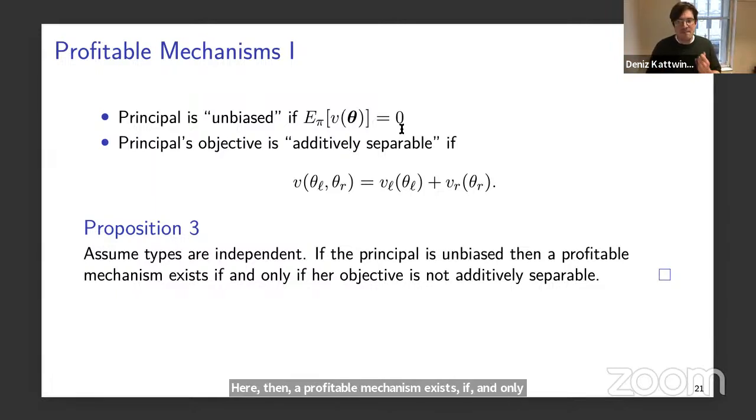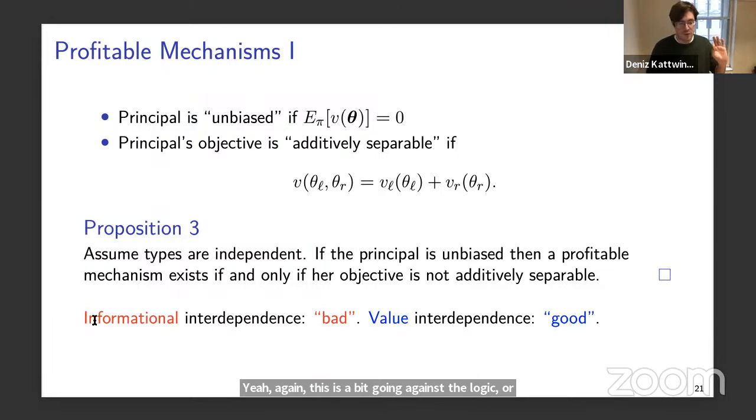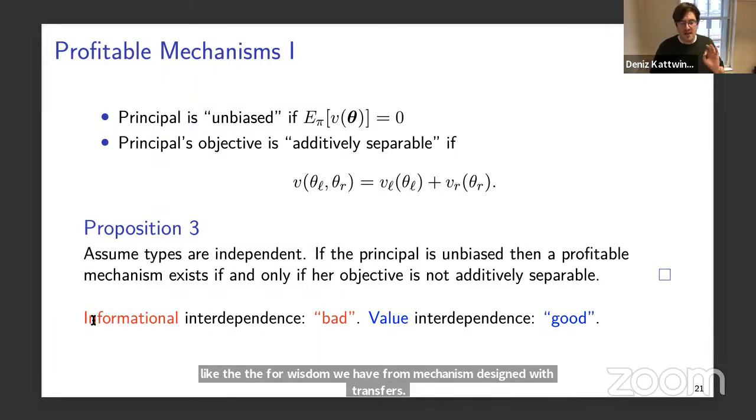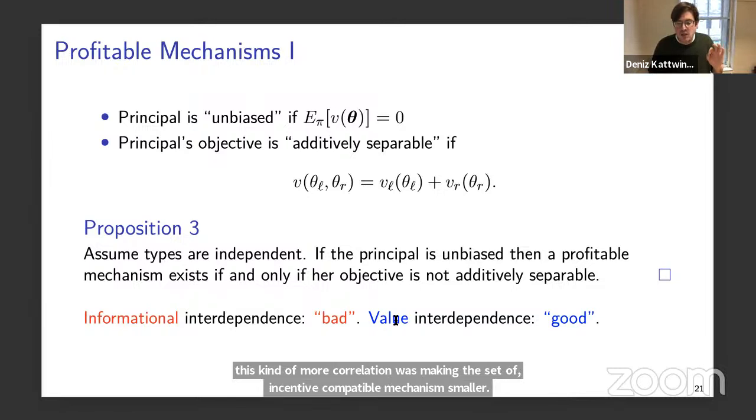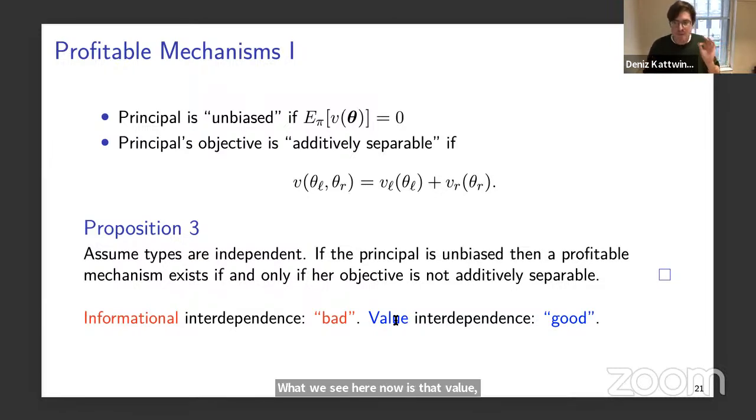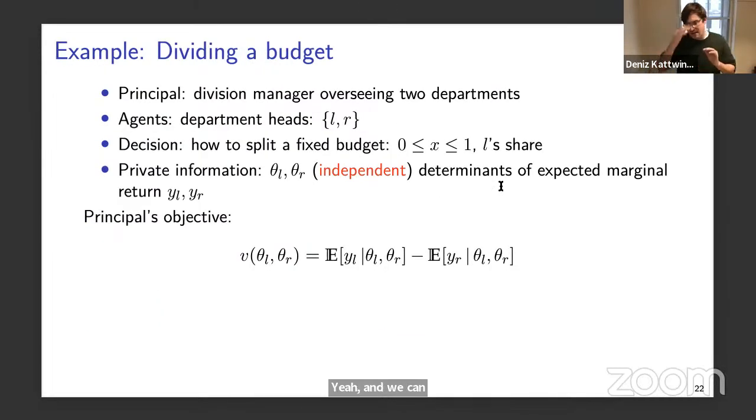Again, this is a bit going against the folk wisdom we have from mechanism design with transfers. First, this is a reminder of what we've seen before. We saw that informational interdependence was bad. This kind of more correlation was making the set of incentive compatible mechanisms smaller. What we see here now is that value interdependence is good in our world. Whenever we have value interdependence, such that I cannot write this as the sum of these two pieces of information, then we can do something. Then it is worth to communicate with the agents. And we can translate this, and this is the reason for our example.